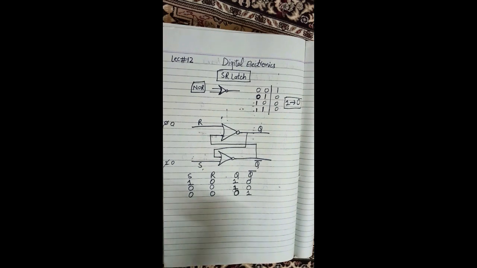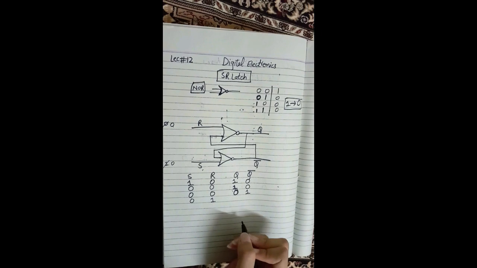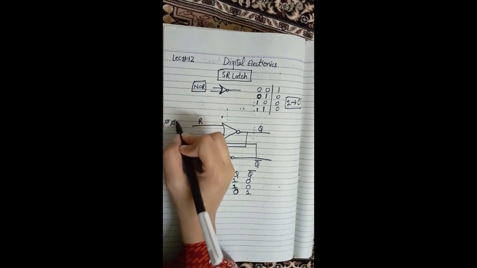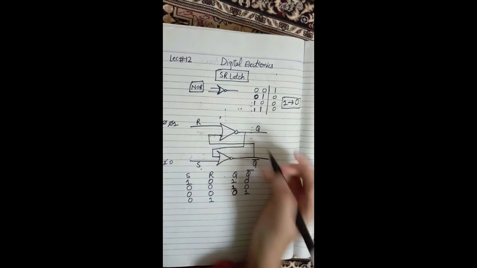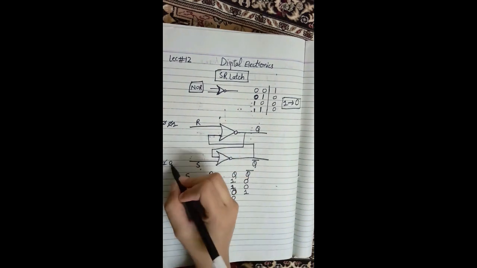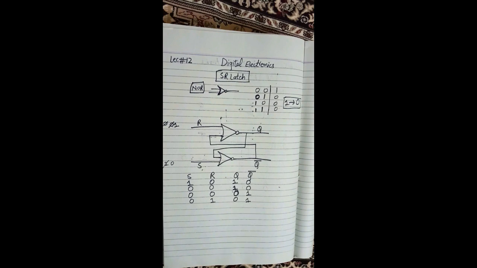The next thing is if S is 0 and R is 1. Whenever any of the inputs is 1, the output will be 0. Q is 0 and S is 0, so the output will be 1, Q bar will be 1.